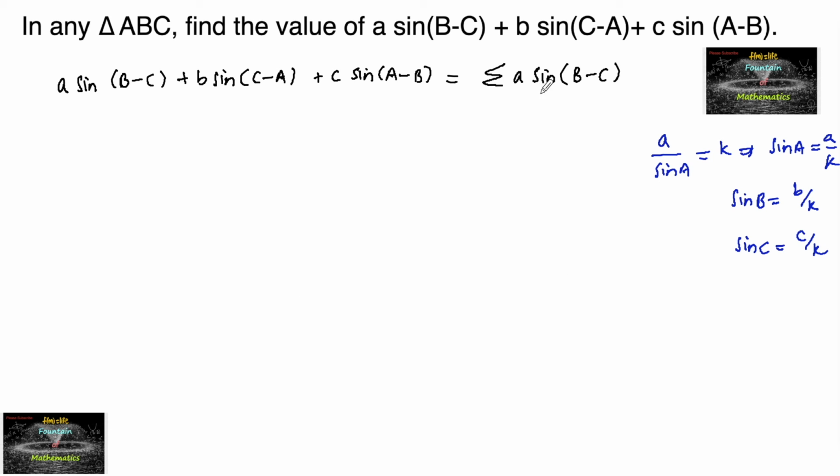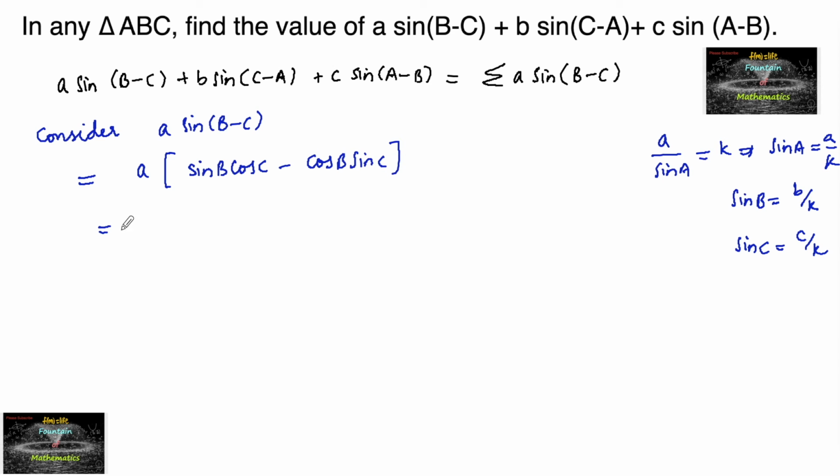Now let us consider a times sin of B minus C. From here we can write a is equal to k times sin A, and using the sin B minus C formula, sin B cos C minus cos B sin C, with sin B equal to b upon k and sin C equal to c upon k, which is equal to a upon k times b cos C minus c cos B.